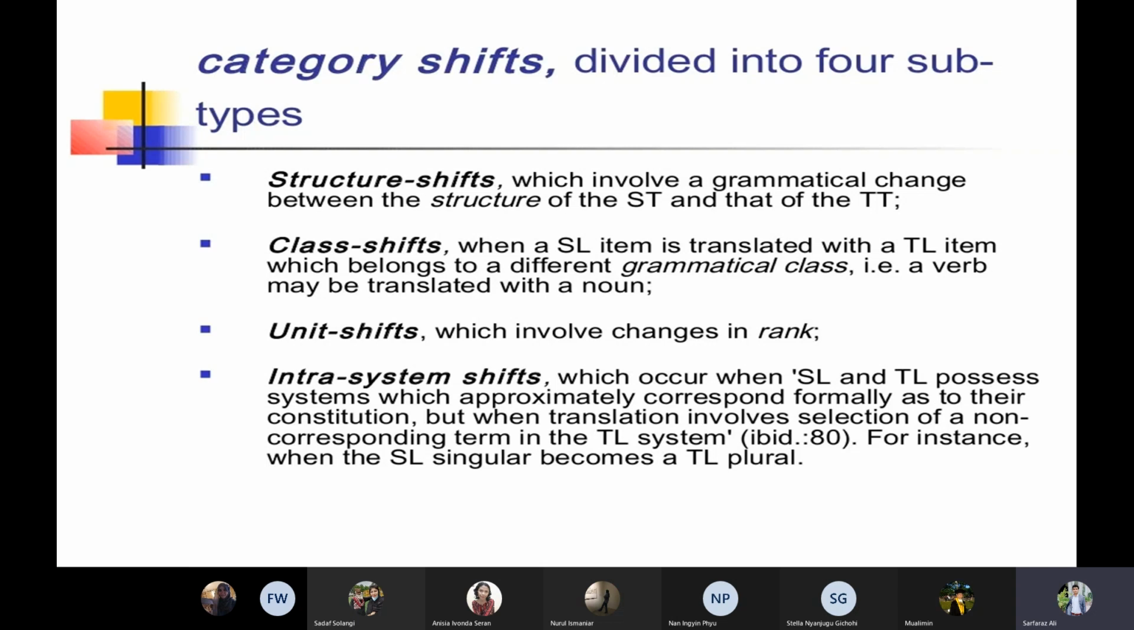So the structure shifts involve the grammatical change between the source language and target language texts. The class shifts are not just the structure; rather, they also involve the target language text item belonging to a different grammatical class, such as verbs being translated with nouns. The unit shifts involve changes in rank, and the intra-system shifts occur in the source language text and the target language text systems. Correspondence partly is their constitution, but translation involves selection of the non-corresponding term in the target language system. This is just the definition given for the system shifts.